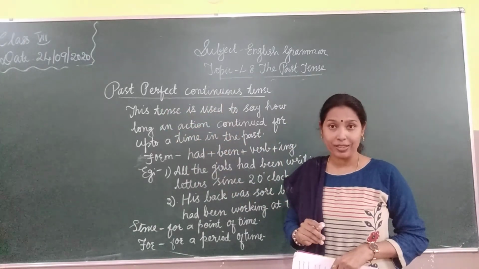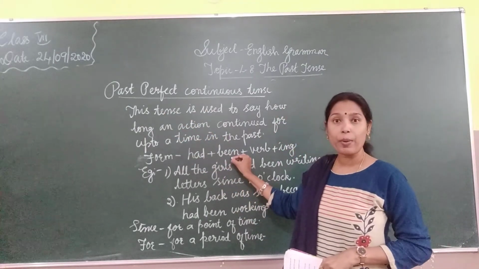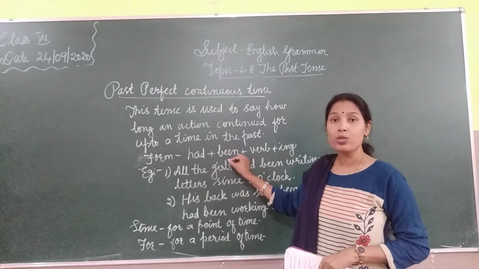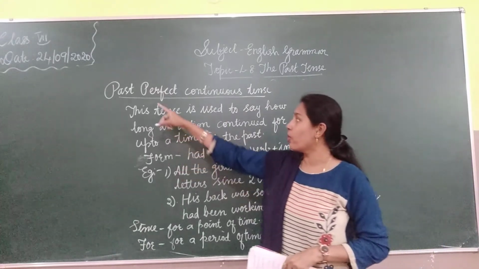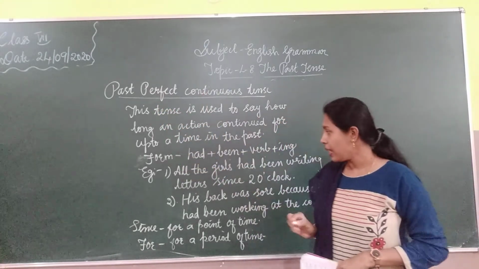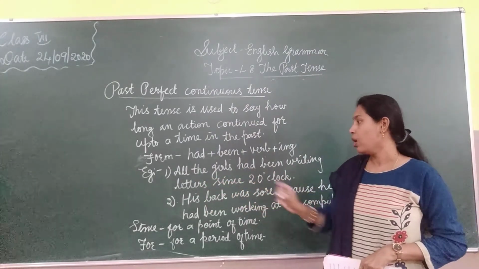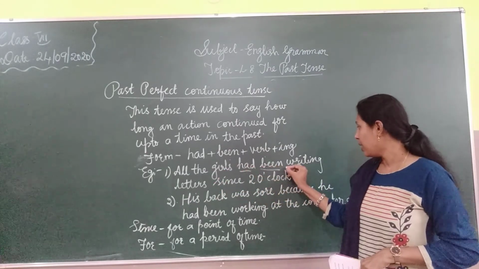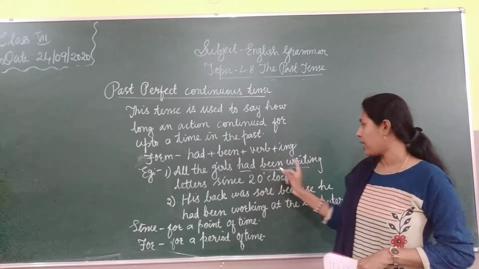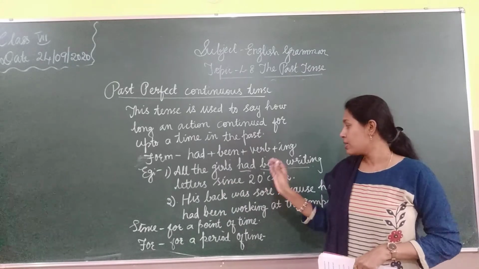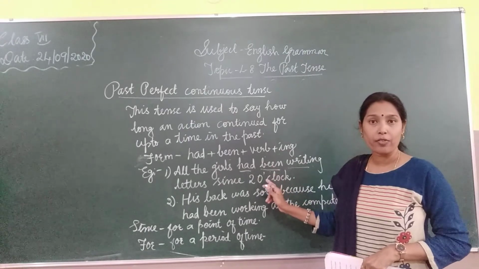Verb plus ing should be there, right? So it is past perfect, so we have to use had plus been. For past perfect continuous tense we have to use been. Had plus been plus verb plus ing. That is the form for past perfect continuous tense. See the example. All the girls had been writing letters since 2 o'clock. All the girls had been writing. Had plus been plus verb plus ing. Had been writing letters since 2 o'clock. Since 2 o'clock the girls had been writing letters. So this is in past perfect continuous tense.